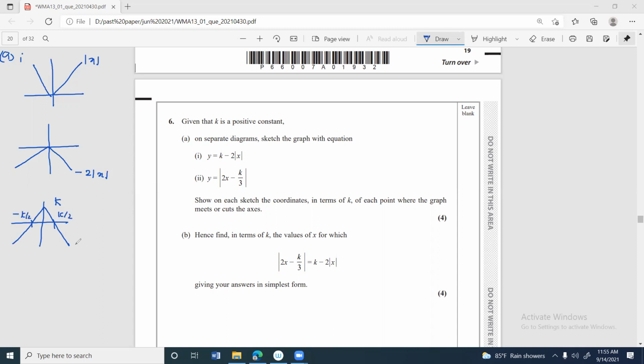This is the graph of y equals k minus 2 times modulus of x. So just draw this on rough paper or some kind of sketch, and you can write the final answer of this.